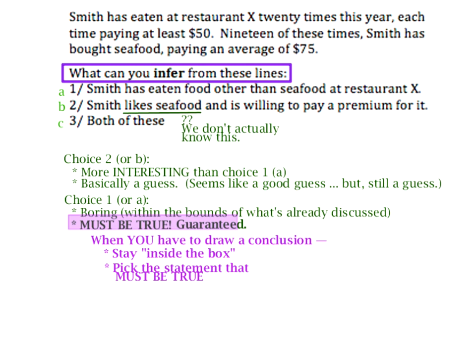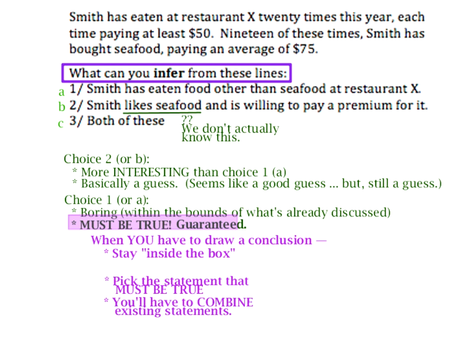And the other thing about this, I mean, this may remind you of inference questions in reading comprehension, and it probably should. The one thing that is an important difference from the reading comprehension question is that you will have to combine existing statements. So what I mean by inside the box is you're not thinking outside the box, like you're not introducing any new ideas.